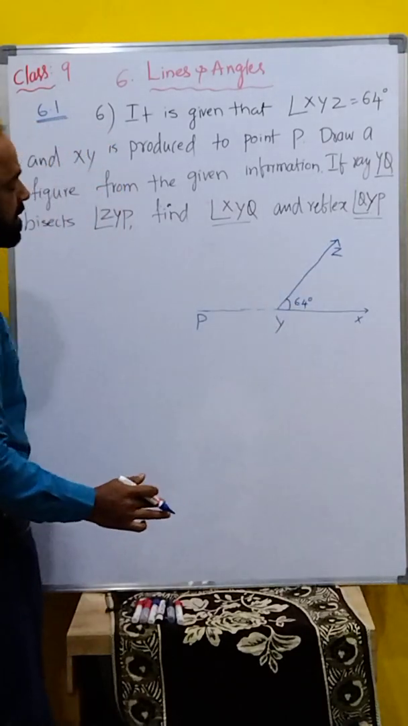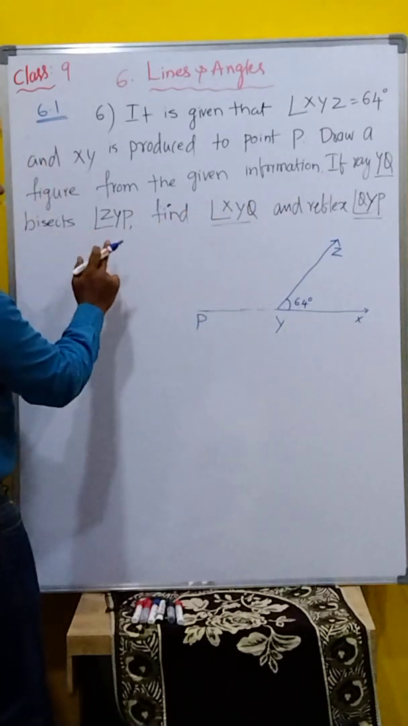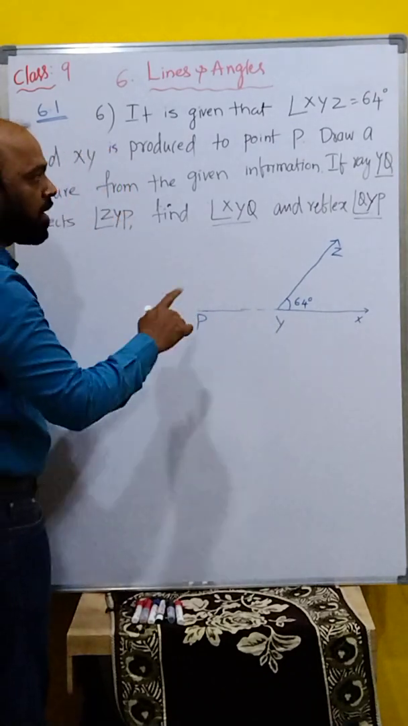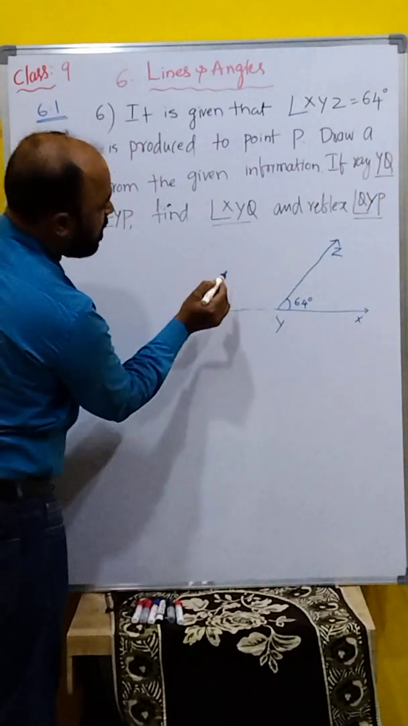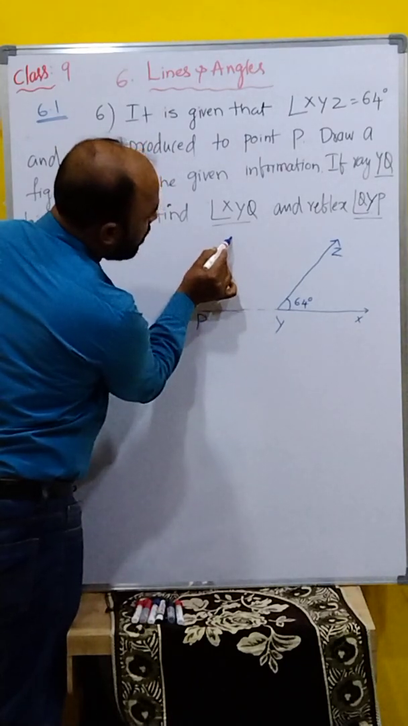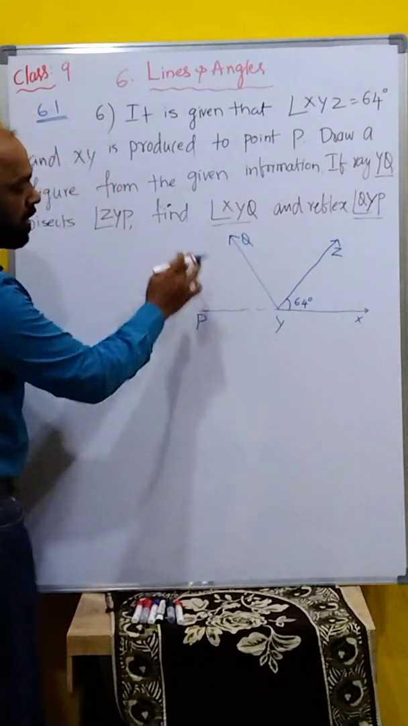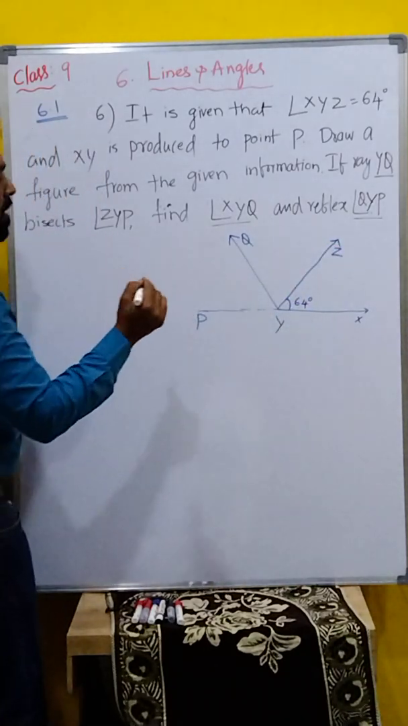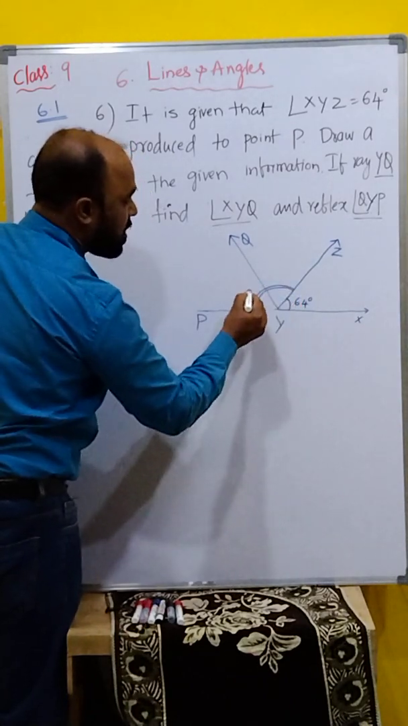If ray YQ bisects angle ZYP, there is no Q yet. YQ bisects ZYP. Now we have to draw the ray YQ. Bisect is nothing but dividing into two equal parts. This is Q. Ray YQ bisects angle ZYP. Clear? Bisects means two equal parts. These two angles are equal, this one and this one both are equal.